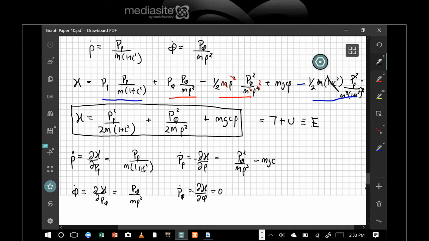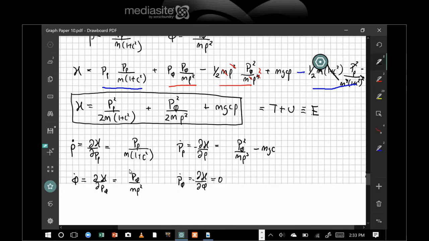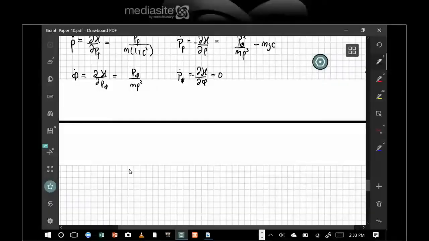That means that P sub phi is a constant. All right. So now what we can do is we can rewrite those equations. Remember, this looks like a two-dimensional problem. I have 4 equations, 2 first-order differential equations for each generalized coordinate. But we can easily write this as a one-dimensional problem.